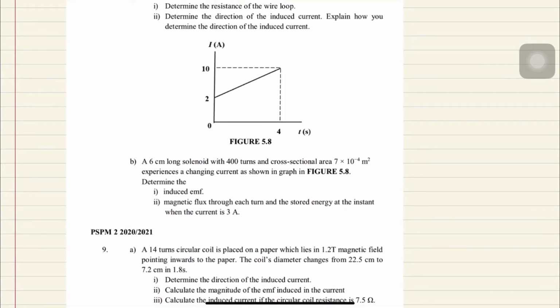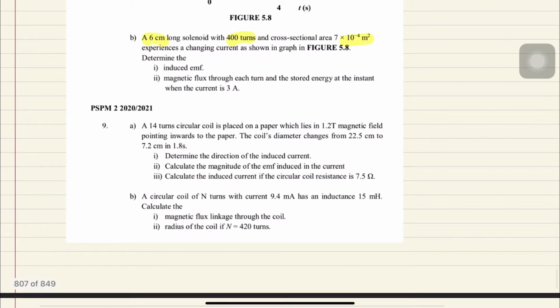Yang ni adalah inductance, dikasih I, from the graph, itu adalah dI over dt tu. So daripada situ kamu kena pakai, dikasih juga cross sectional area. Mungkin kamu kena cari inductance dulu. Lepas tu daripada situ kamu boleh cari induced EMF.